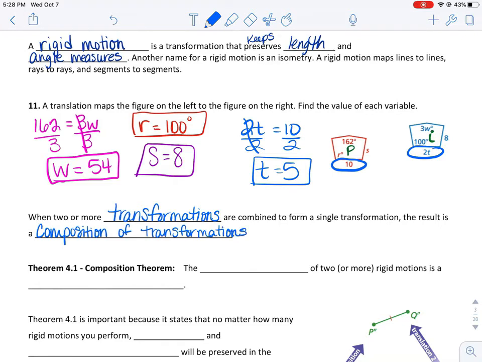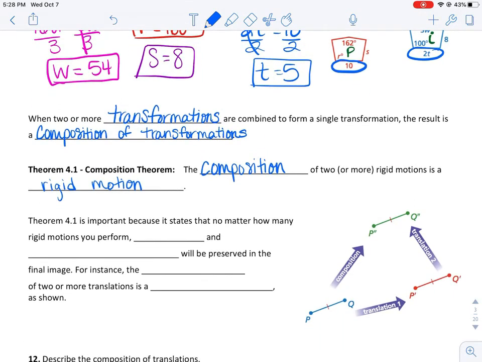A composition of transformations. So lots of transformations, lots of moving our figures around, is called a composition. The composition theorem says that the composition, when we do more than one movement to an image, the composition of 2 or more rigid motions is still a rigid motion. It means the original image and the final image, no matter how many times we move it, are still the same lengths, same angle measures.